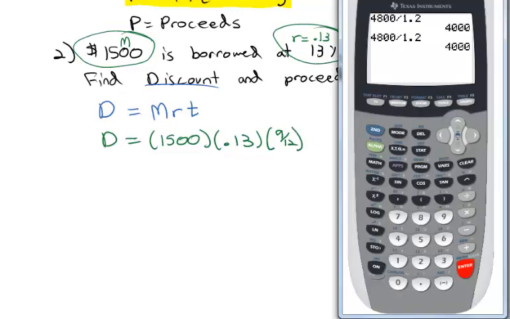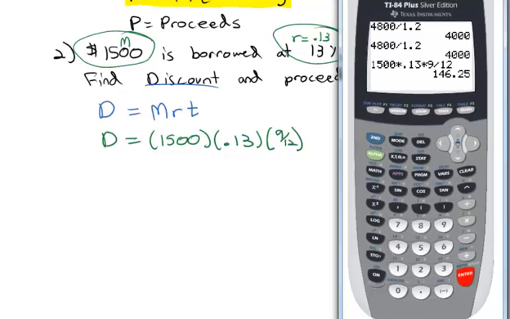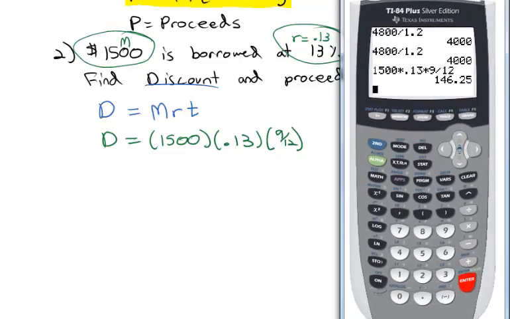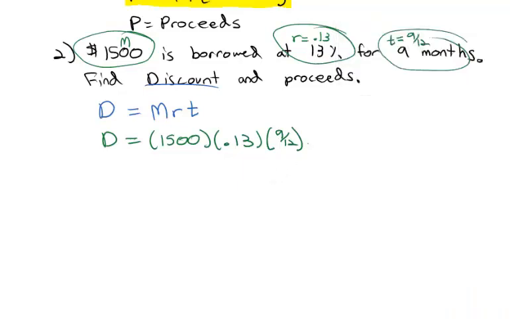And so going back to our calculator, 1,500 times 0.13 times 9/12 is 146.25. Let me show you the top of my calculator. 146.25. That is the discount.